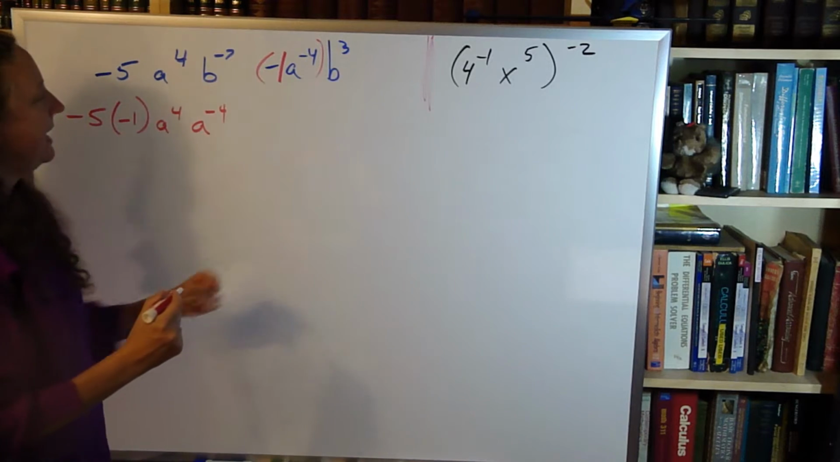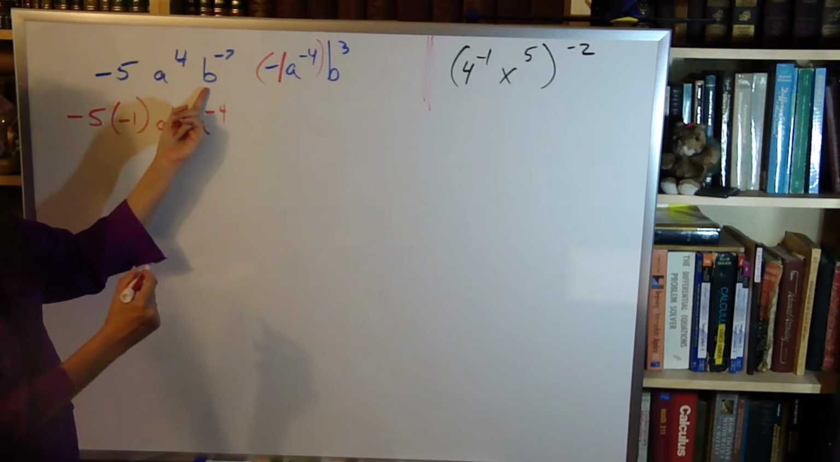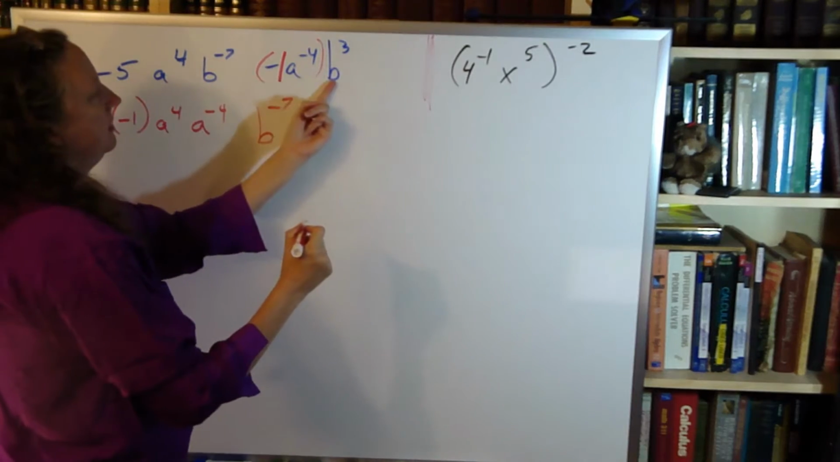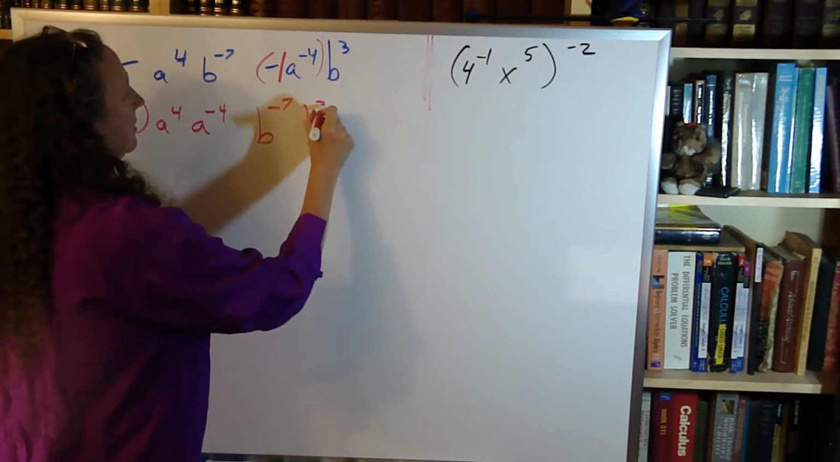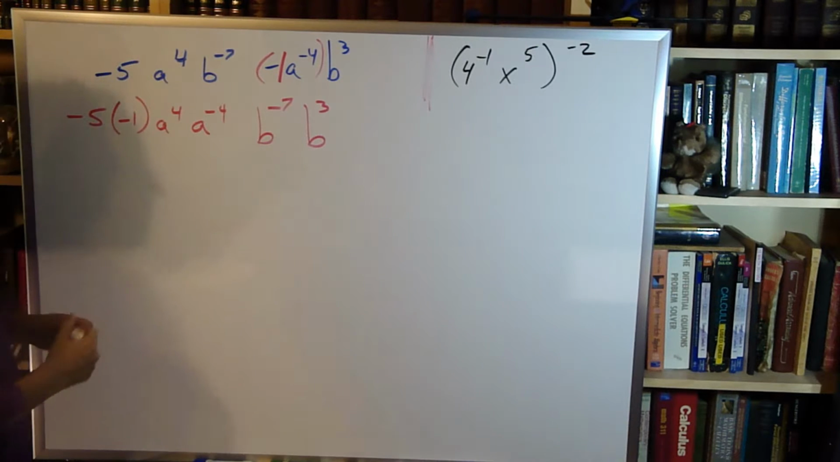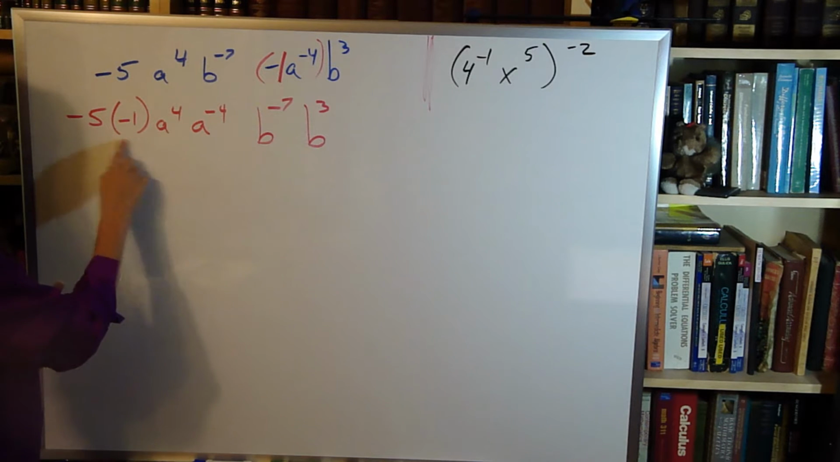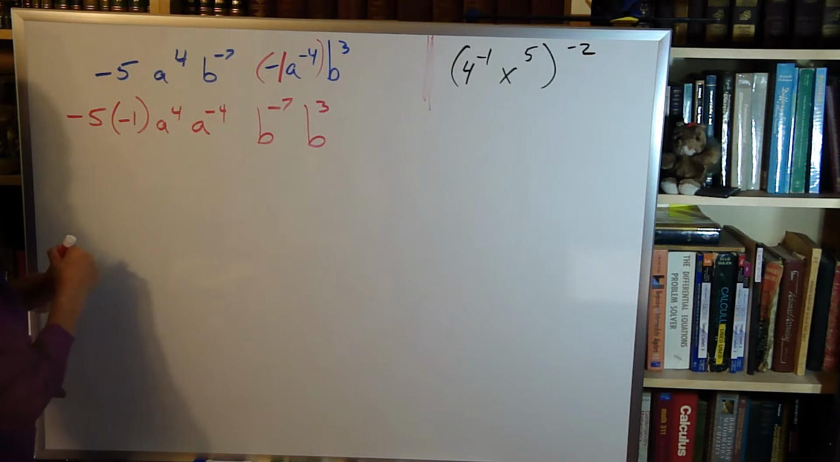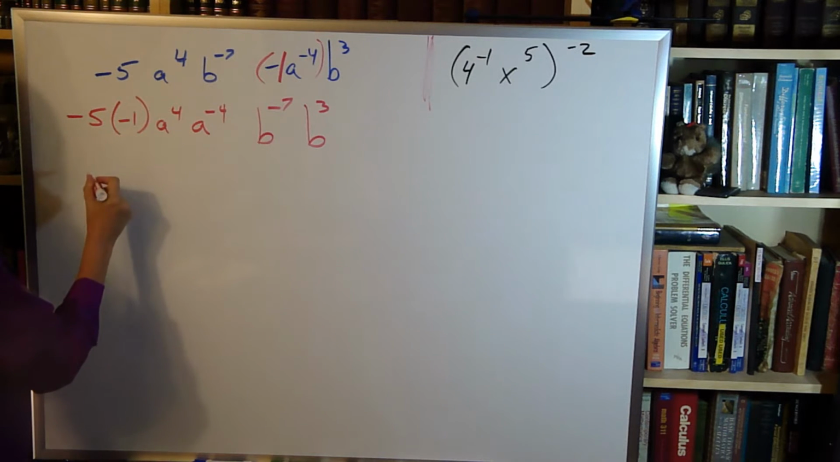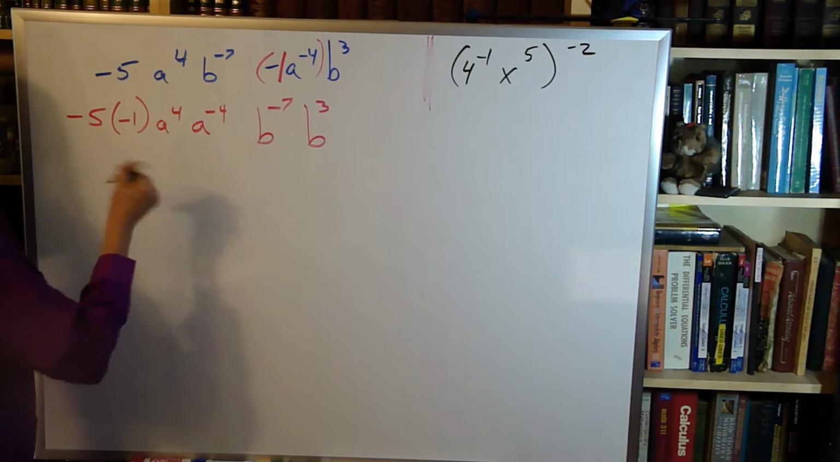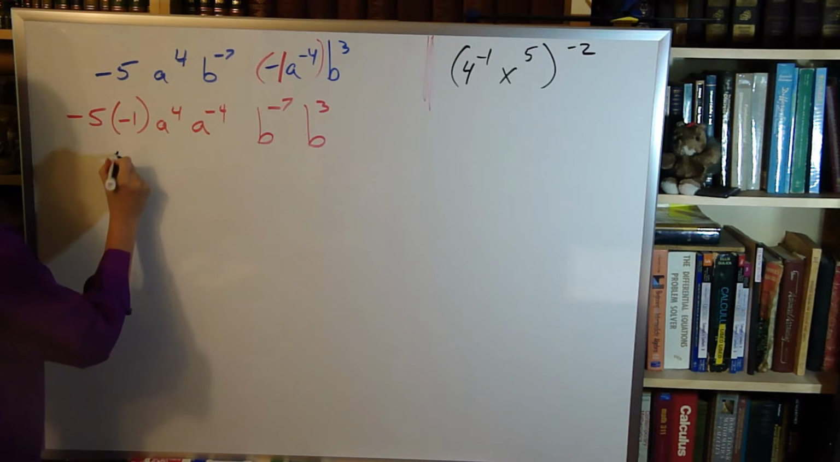Okay, I have all of my A's. Now I go to my B's. B to the -7, B to the 3. I have all of my letters and numbers copied down. Multiply my number parts. Negative times negative is positive. 5 times 1 is 5. So that gives me just 5.